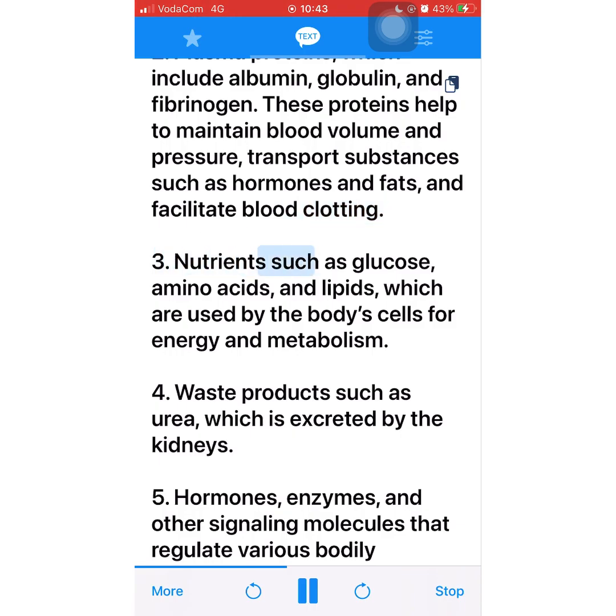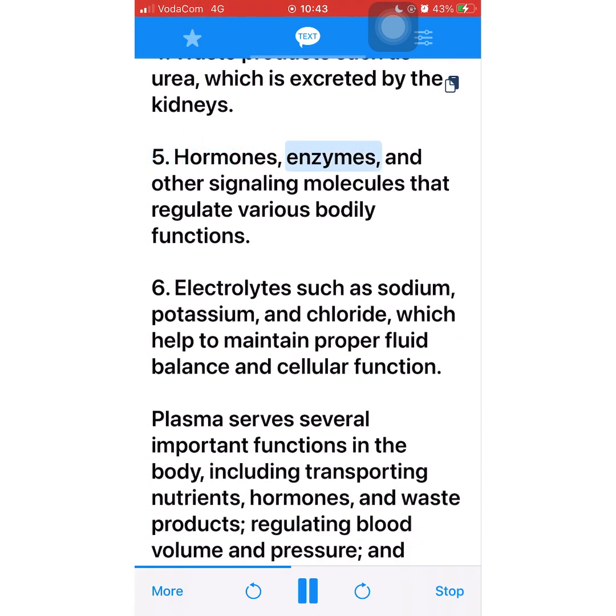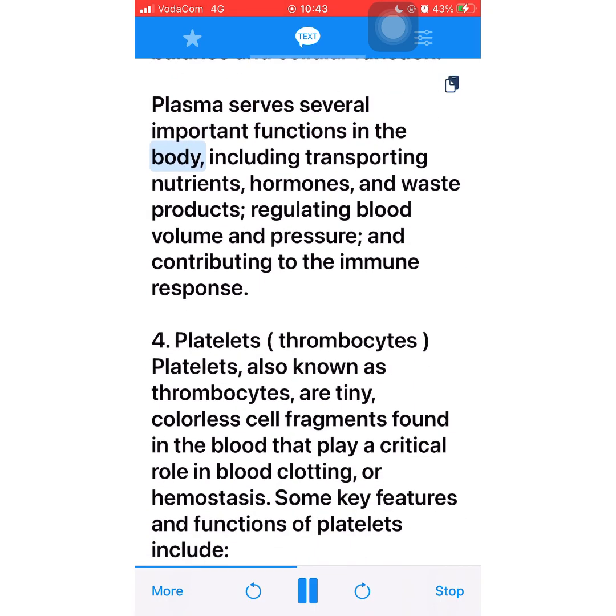3. Nutrients such as glucose, amino acids, and lipids, which are used by the body cells for energy and metabolism. 4. Waste products such as urea, which is excreted by the kidneys. 5. Hormones, enzymes, and other signaling molecules that regulate various bodily functions. 6. Electrolytes such as sodium, potassium, and chloride, which help to maintain proper fluid balance and cellular function. Plasma serves several important functions in the body, including transporting nutrients, hormones, and waste products, regulating blood volume and pressure, and contributing to the immune response.